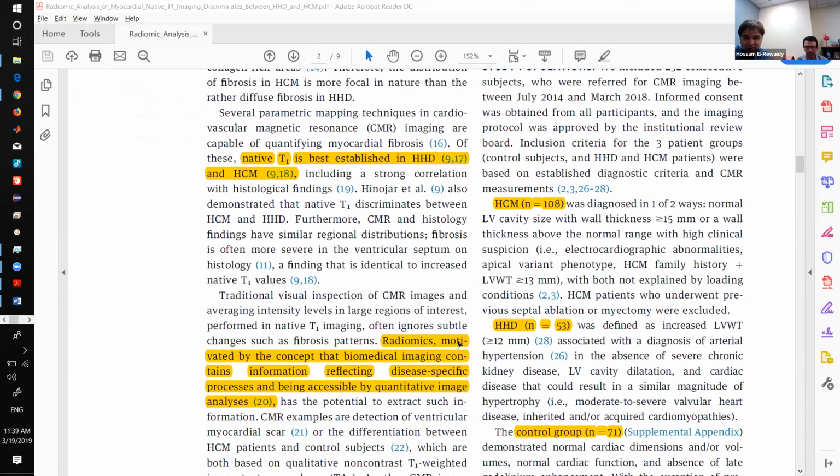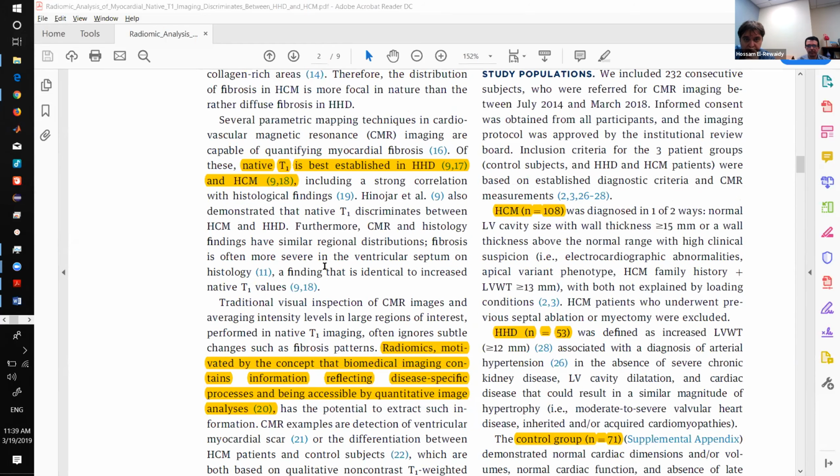Radiomics in general is motivated by the concept that biomedical imaging contains information reflecting disease-specific processes, which can be accessible by quantitative image analysis. This field is predominantly dominated by oncology imaging, and the literature goes back, I would say, 10, 15 years. We are more or less one of the first to try to apply this post-processing approach to a cardiovascular problem.